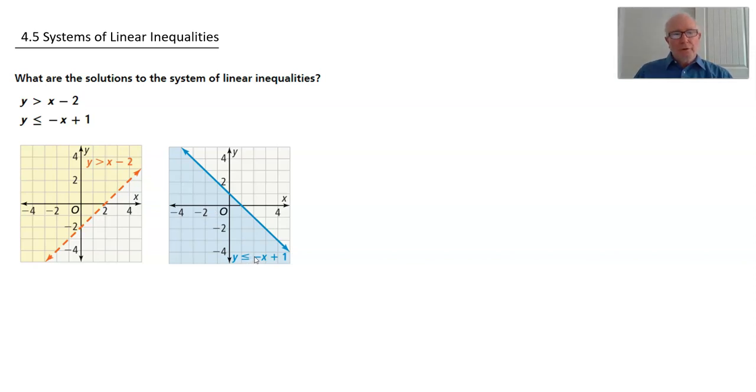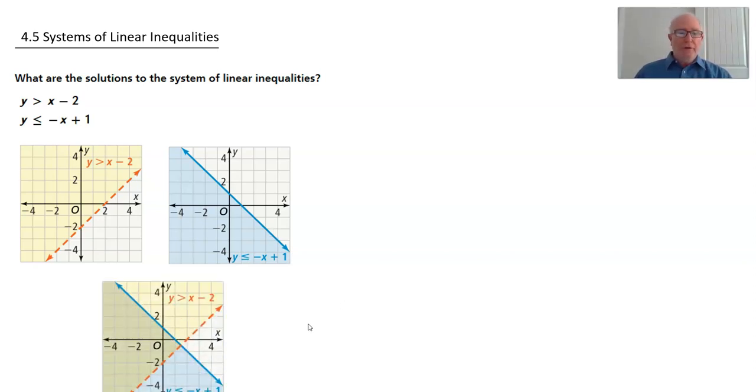So what we want to do is graph both of these on the same coordinate plane. We don't want to make two different graphs. We graph both of them on the same graph, and then we can see where they overlap. We don't want to shade both parts. We only want to shade what overlaps. They overlap here in the left region, so that's what we want to shade. That is the solution to both inequalities.